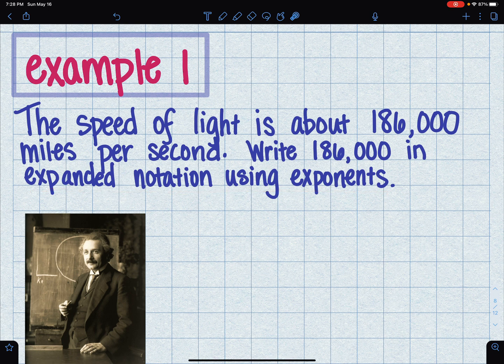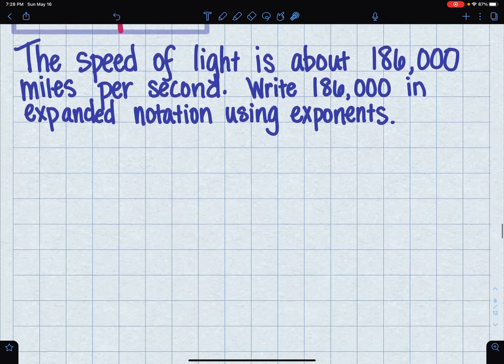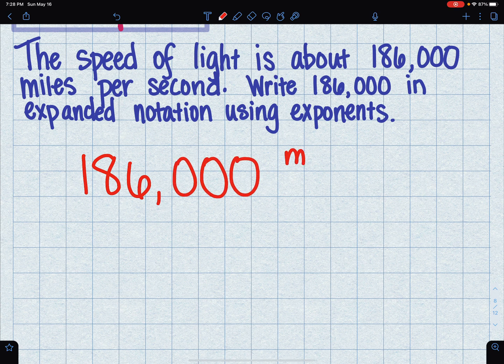Okay, so let's do it. I'm gonna move this picture out of the way because I feel like we're gonna need the space. First, I'm just gonna write the number 186,000. The units are miles per second. Okay, cool. So let's start at the beginning. We are going to start with this 1. If we start with the 1, it's going to be 1 times 10 to the what?